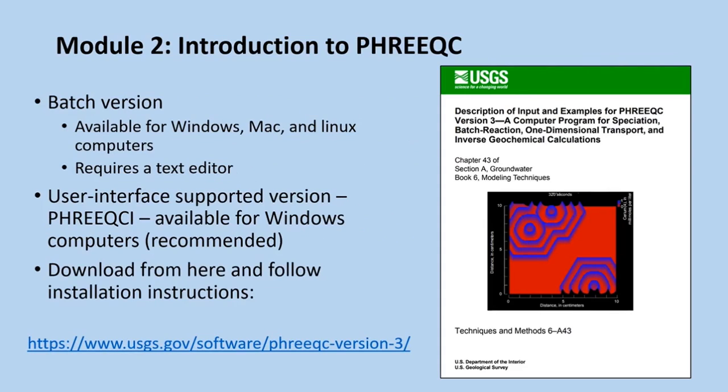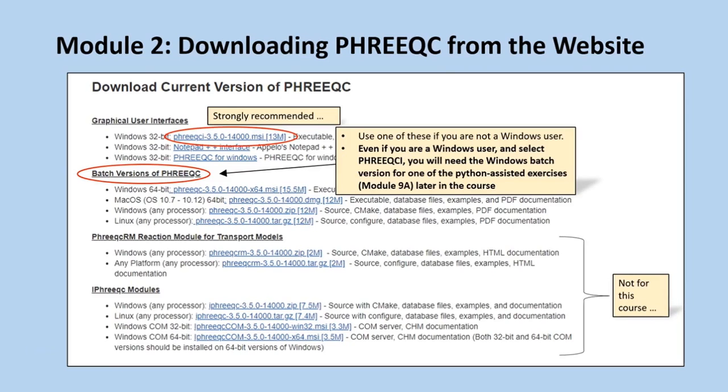Ideally, we'll be working with the version of PHREEQC that comes with the user interface. This only works for Windows users, so the rest of you will need to download the batch version. You can download PHREEQC by following the link shown here. The link will direct you to this download page. Again, please use the graphical user interface version if you are able. Otherwise, select the appropriate batch version for your computer, and that will suffice.